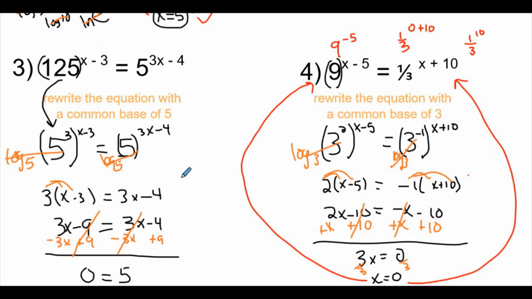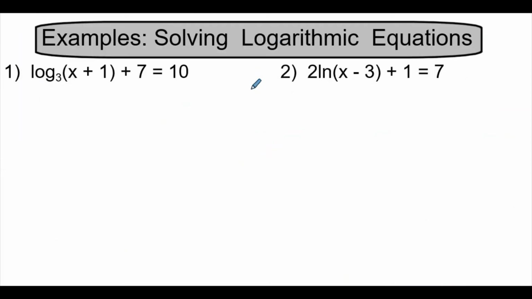We have to do it more than one time quite frequently, and we have to make sure we check our answers and understand what our answers mean. All right, so now we're going to do solving logarithmic equations using the exact same process.